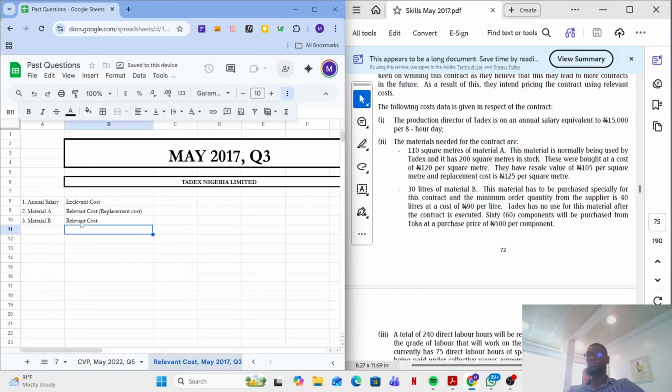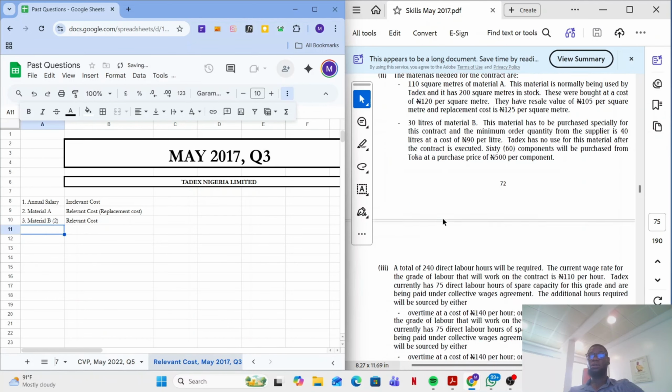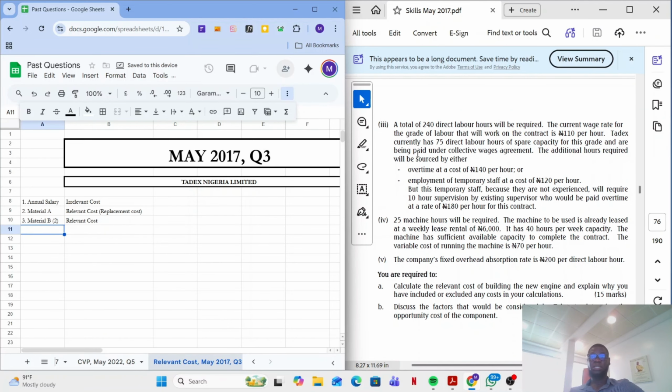The company has no use for this material after the contract, but 60 components will be purchased at the purchase price of. So they have another one that they will be purchasing. So this material B has two items here. We'll treat this when we start solving it.